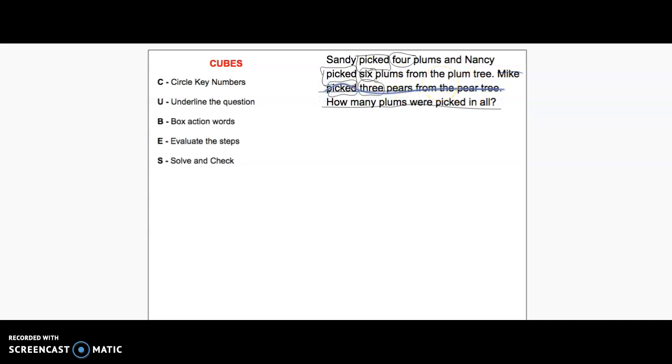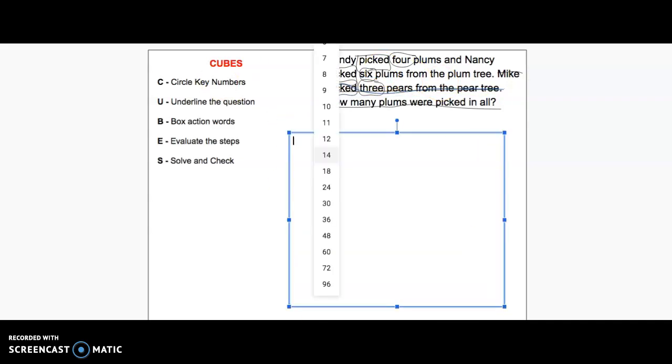Alright, so now we want to evaluate the steps. We know that Sandy picked 4 plums and Nancy picked 6 plums from the plum tree. So 4 plus 6 equals 10. So how many plums were picked in all? 10 plums were picked.